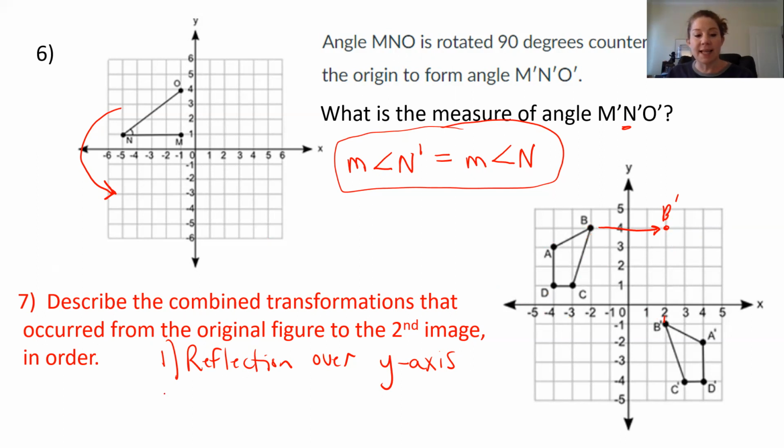And then the second thing that happens is we slid it down, right? We translate it down. Let's see, 1, 2, 3, 4, 5 units. That's what happened. We reflected over the y-axis first, and then we translated down 5 units.